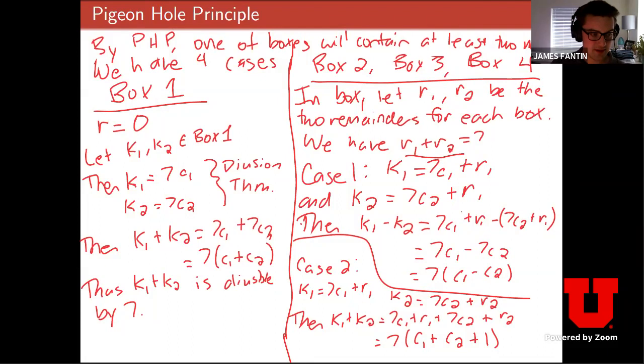Wait, how did you do the case 2? Could you just go over that one more time? Sorry. Oh, sure. Yeah. So for case 2, we're assuming that the two integers we picked have different remainders. So we're assuming that one of them, K1, has a remainder R1, and then K2 has a remainder R2. And remember that for each of the boxes 2, 3, and 4, the sum of the remainders was equal to 7. Box 2 had remainders 1 and 6. Okay, box 3 had remainders 2 and 5, and then 3 and 4. And so that's how we were able to say, hey, when we add these two numbers, R1 plus R2 is equal to 7. Yeah, great question.